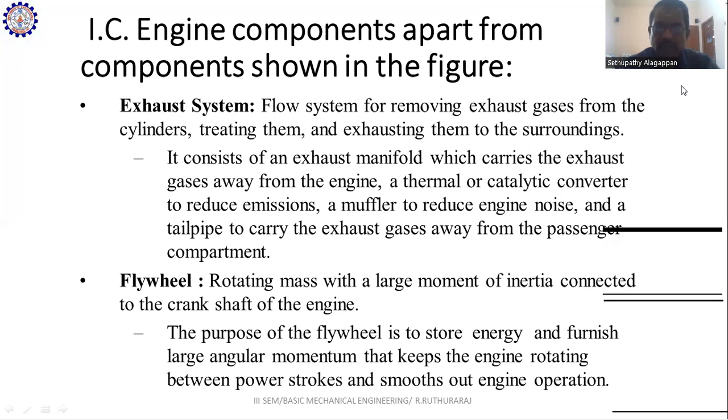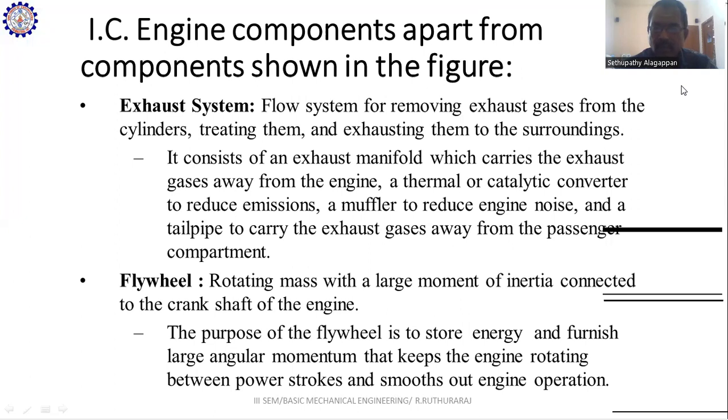So these are all the exhaust system components, and the silencer includes these. And the flywheel, that is the rotating mass. These are the systems connected in IC engines that we do not know. The flywheel is a rotating mass with a large moment of inertia connected to the crankshaft of the engine. When the engine runs, the power is stored in the flywheel. That is the main purpose of the flywheel used in IC engines or automobiles.